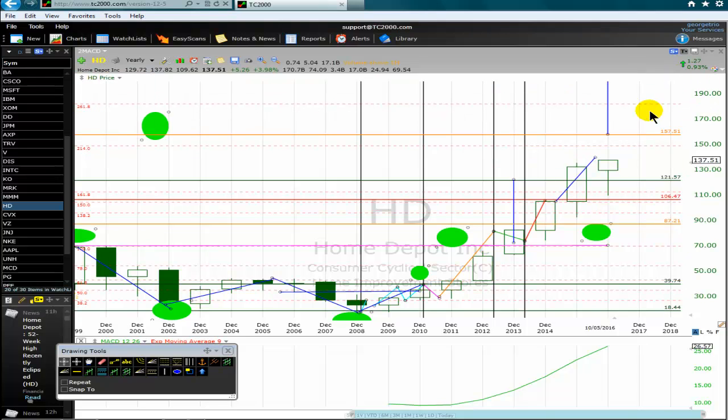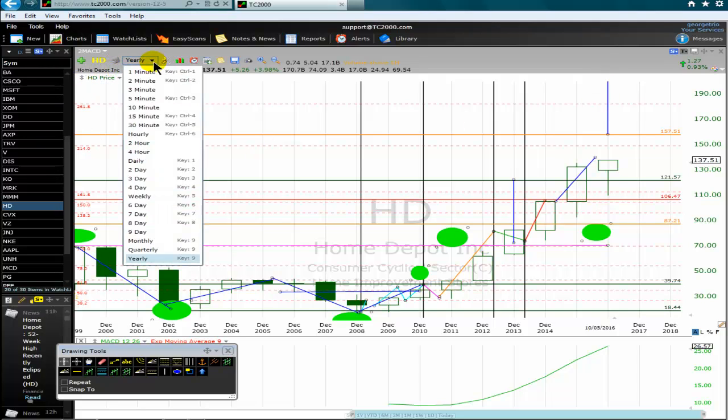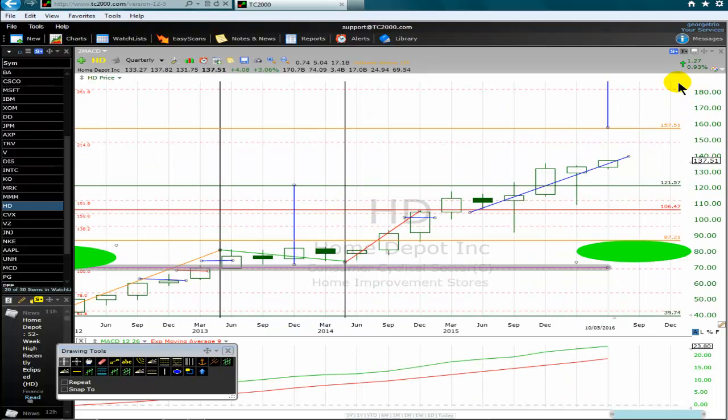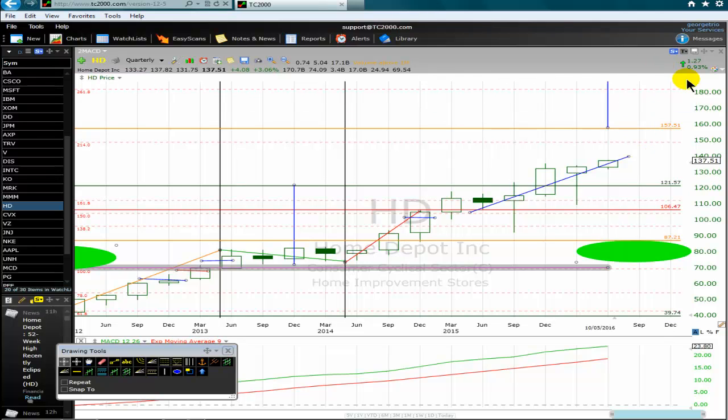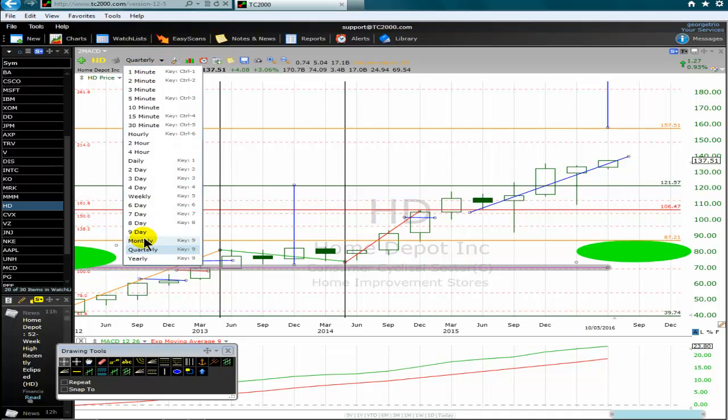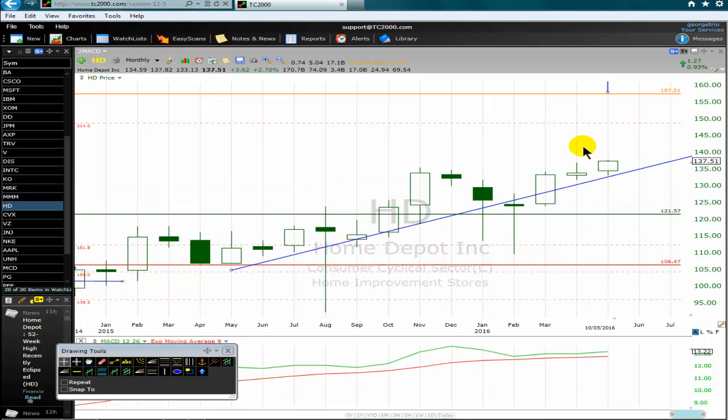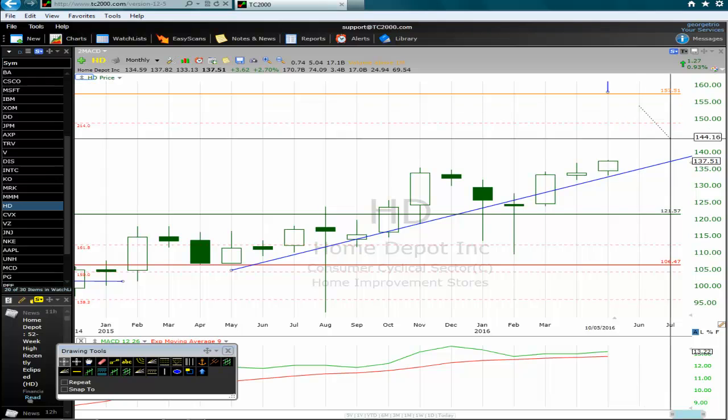There is an arrow here. I'm going to drop down to the quarterly chart. Hopefully I'll see that arrow to pull the chart down. It's not showing here. Okay, I don't know why. Monthly chart, it's not showing. Oh no.